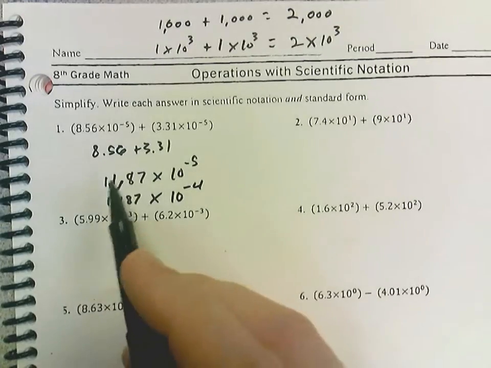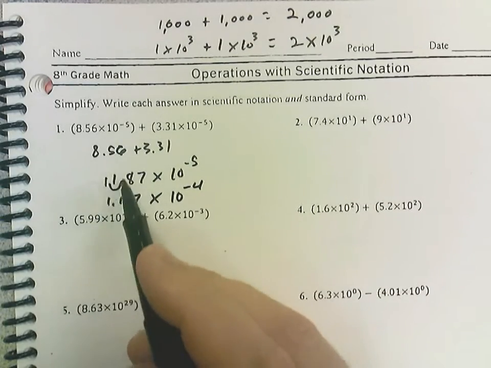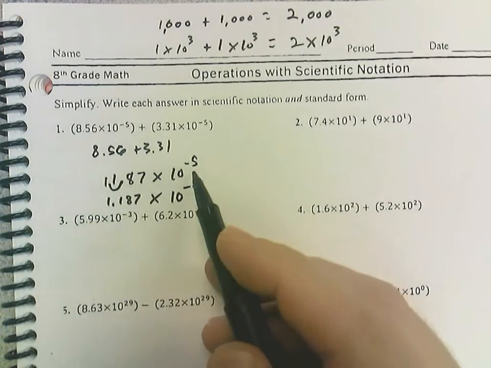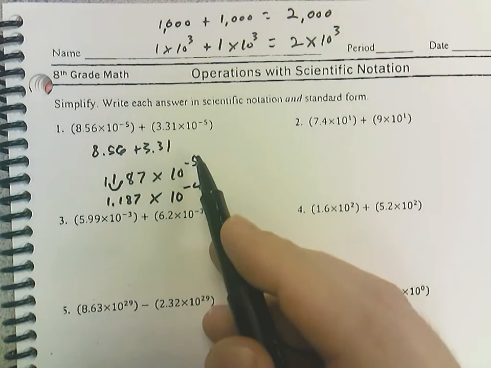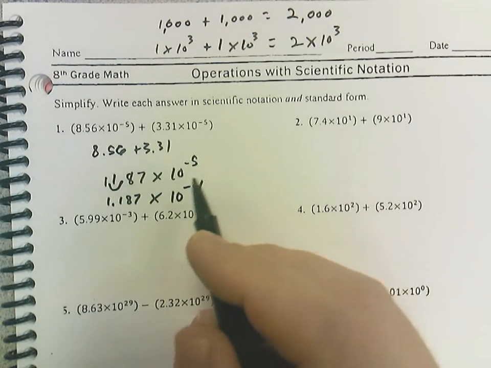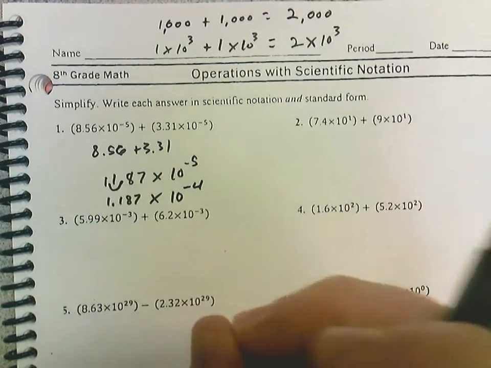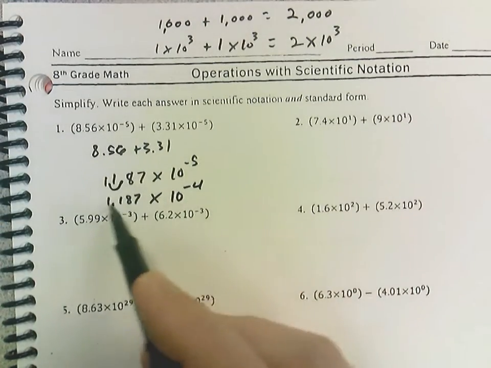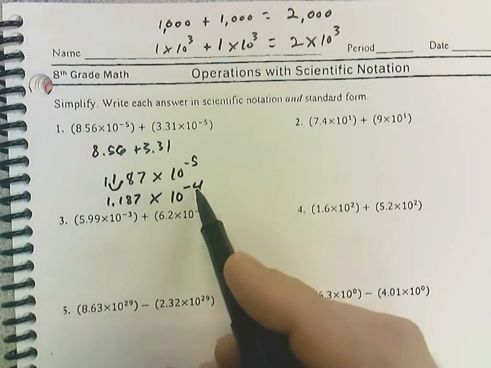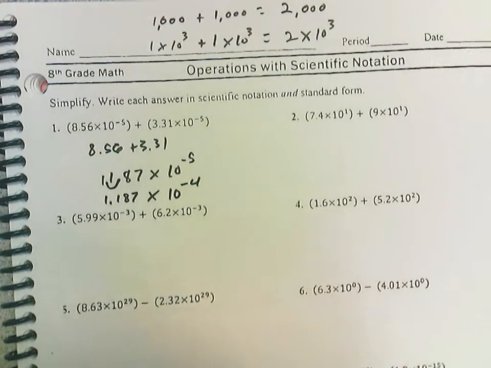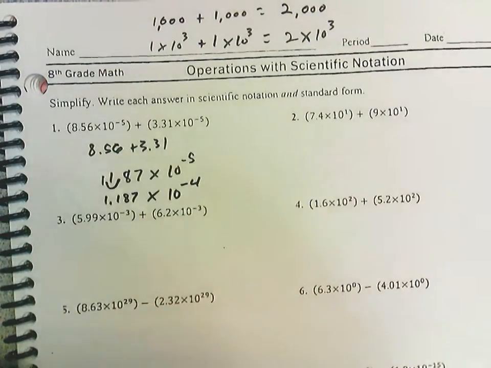Because again, this number was bigger than 10, so I just took it and added it to my total number of tens, which reduced the number of zeros. If you think about it, if you have two small numbers and you add them together, they're going to become a bigger number, right? And 10 to the negative 4 is bigger than 10 to the negative 5. So that's why that works there.